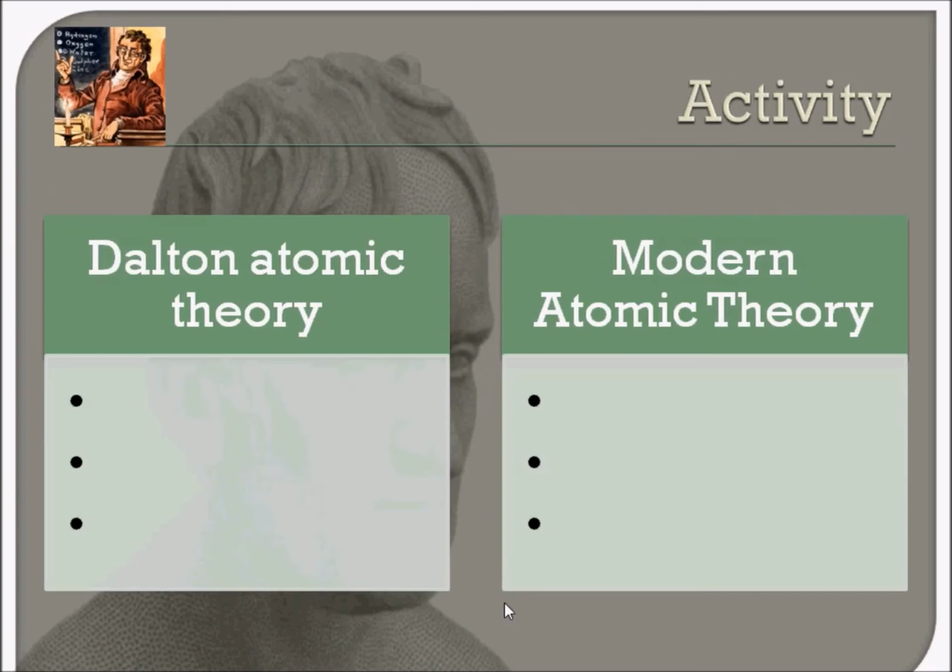I hope you have understood this session on Dalton atomic theory and the modern atomic theory. So this is the activity for you. You have to just give three differences between the Dalton atomic theory and the modern atomic theory. Can you give me the differences in 5 to 10 minutes?